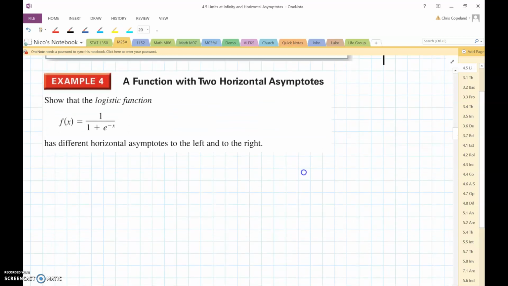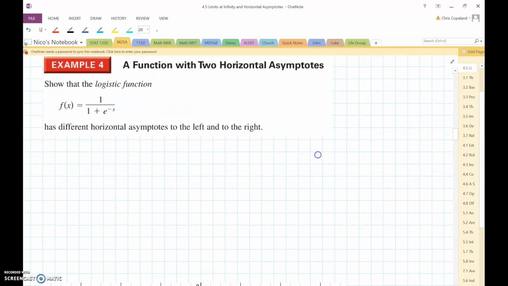So let's take a look at this first example here to illustrate it. Show that the logistic function f of x, which is 1 over 1 plus e to the negative x, has a different horizontal asymptote to the left and to the right. Okay, so first of all, let's look at the graph.